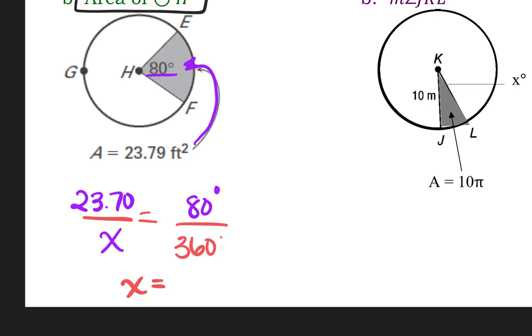All right, so what would be our total area here? $106.65. All right.